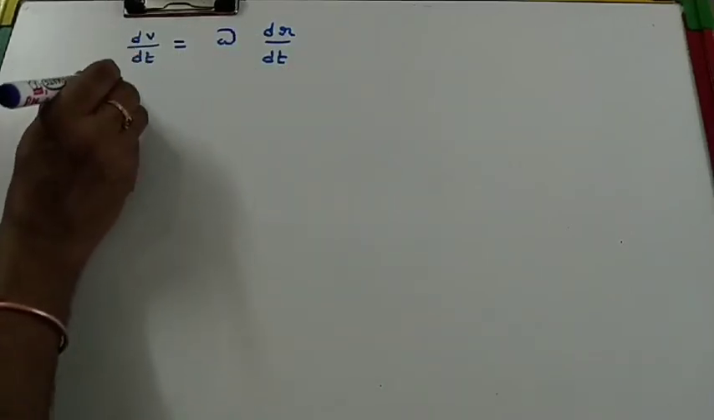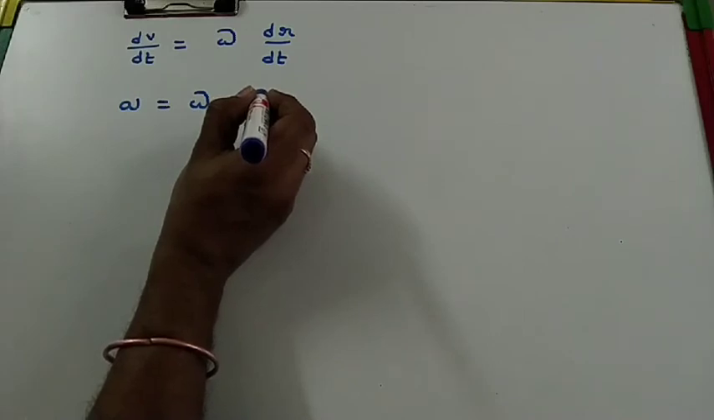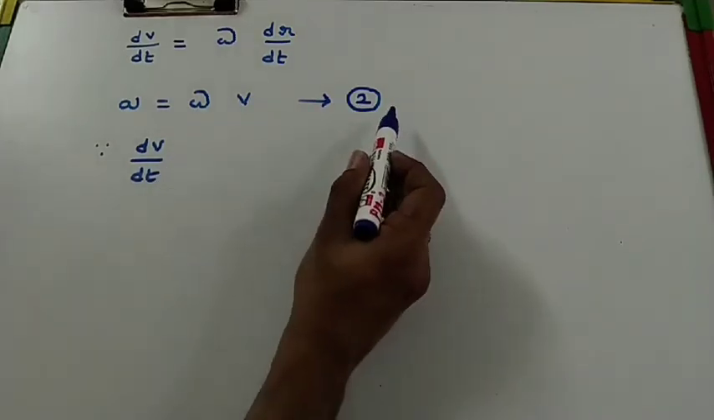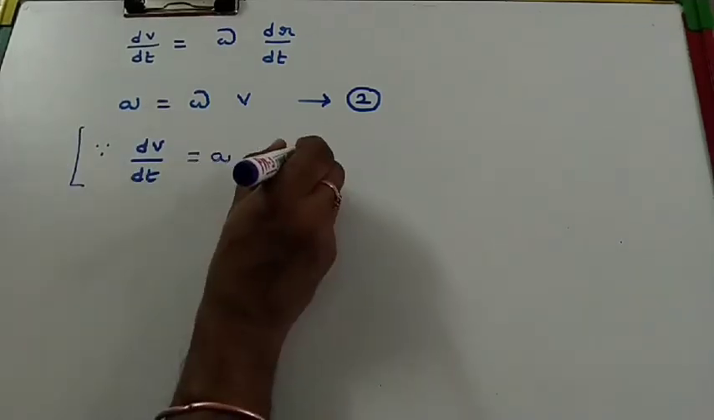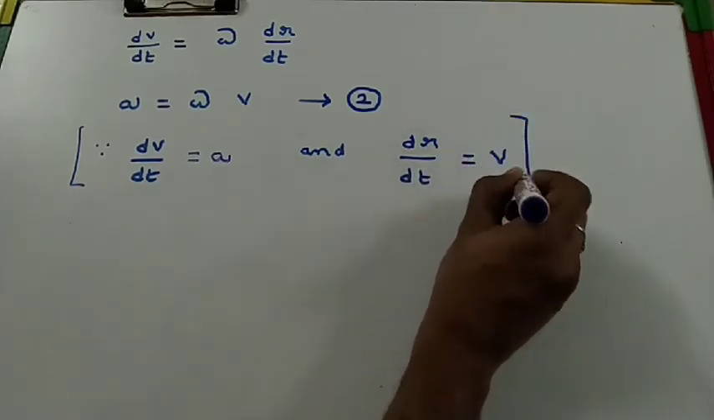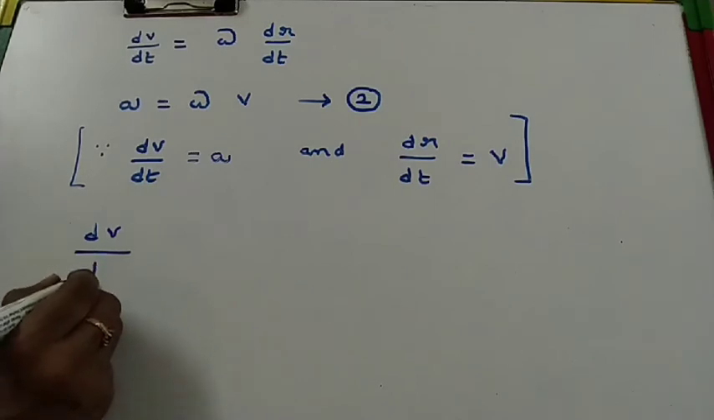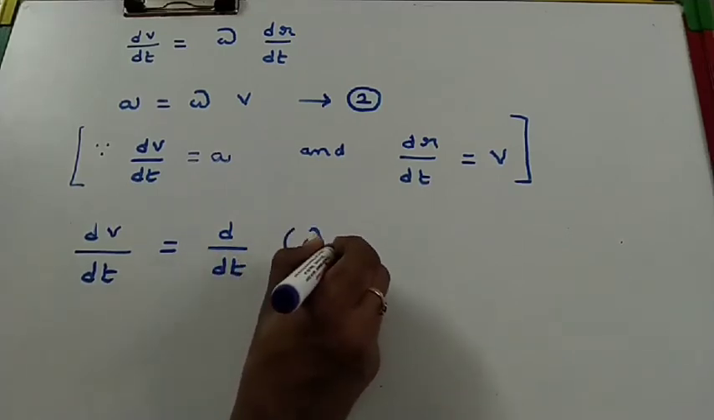Now tell me, what is dv by dt? Acceleration A. That is equal to omega into, what is dr by dt? Velocity V. A is equal to omega into V. Consider equation number 2. dv by dt is equal to A and dr by dt is equal to V. And also dv by dt is equal to d by dt of omega into R.